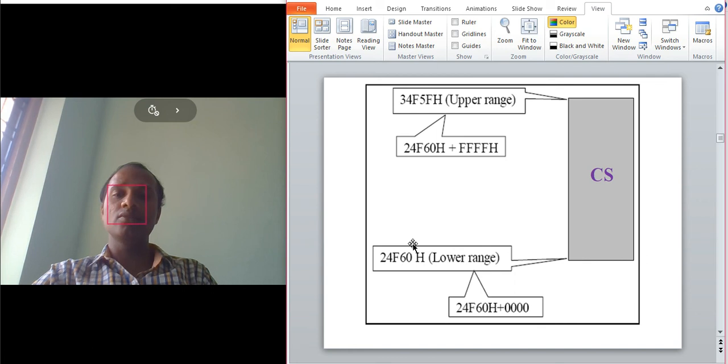With this, we have completed memory segmentation and its physical memory calculation. In the next lecture, we will study the pin configuration of 8086.